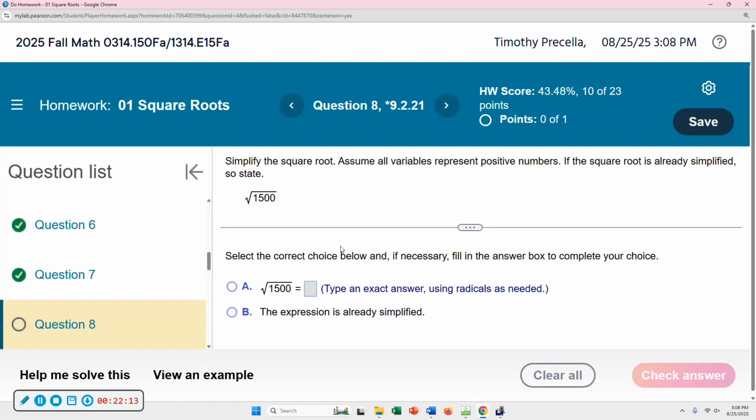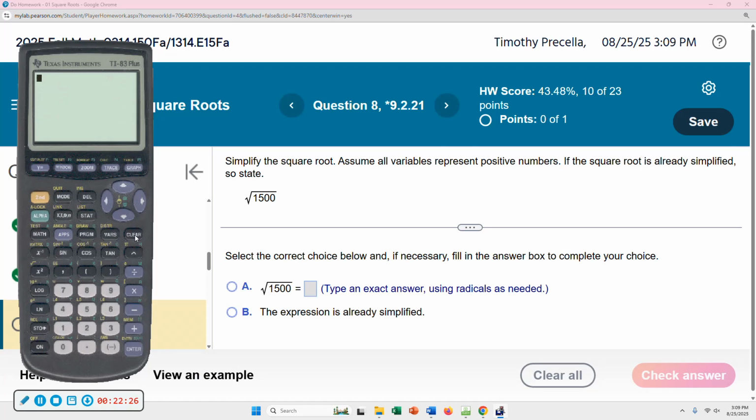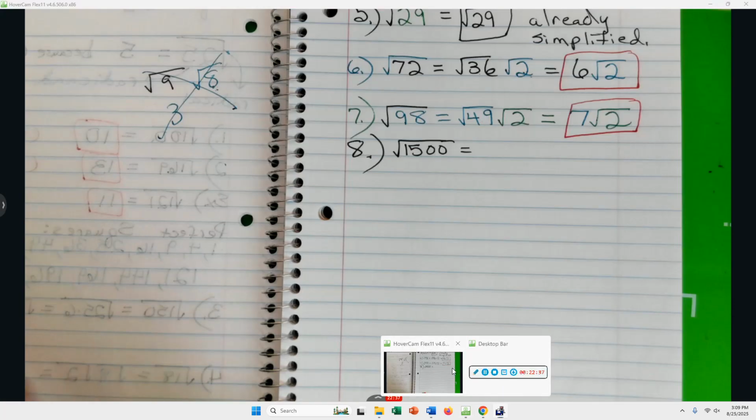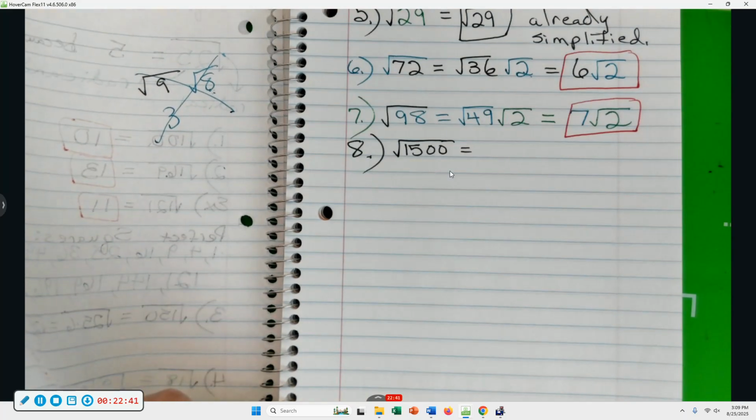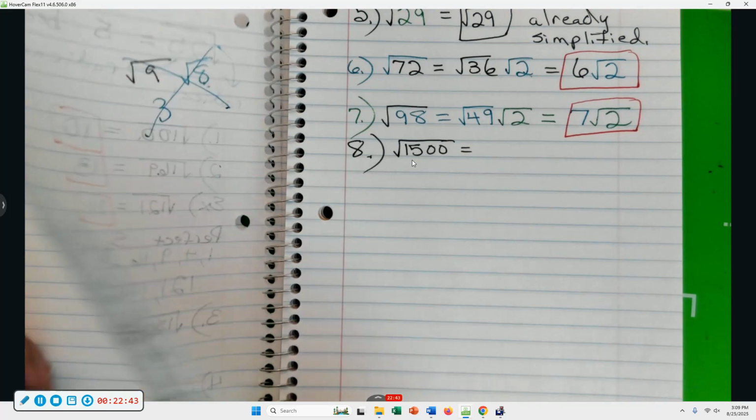Number 8. Oh my goodness, it's a big one. The square root of 1500. We don't list the perfect squares that far. I'm just going to make sure 1500 isn't a perfect square, which it's not. If you try to enter it into your calculator, you see you get that messy decimal number.